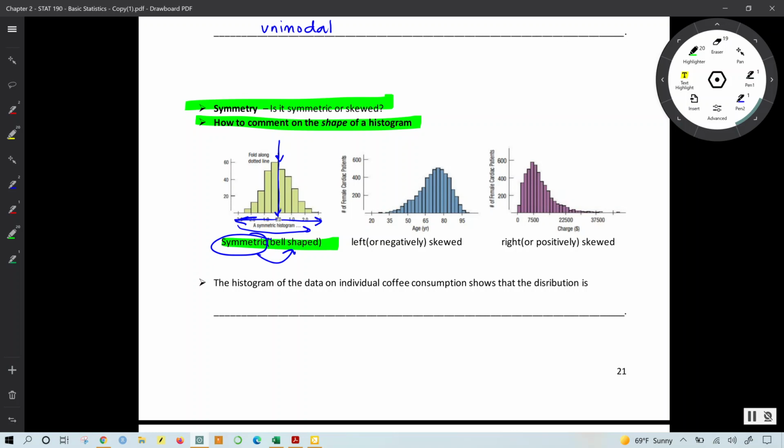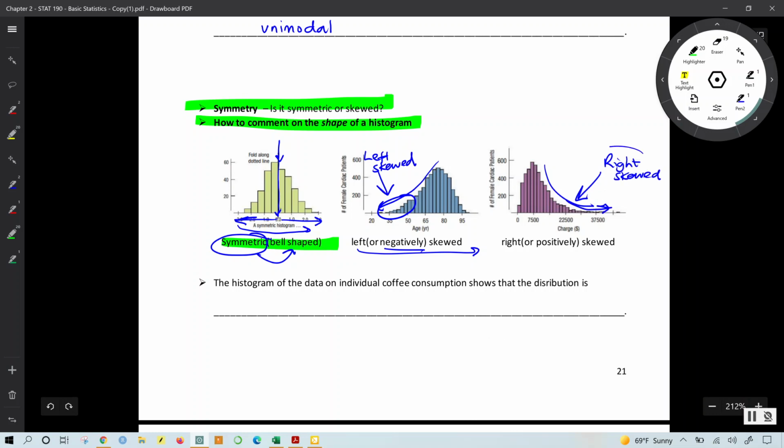But till then, let's focus on other types of shapes of the histograms. And that will be the left skewed distribution or the right skewed distribution. This is left skewed because it has a longer tail to the left. So this is left skewed or negatively skewed. And this is right skewed. Take note that it is the drawn out tail that determines the direction of the skewness.